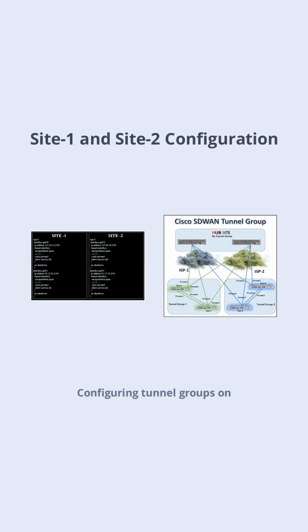Configuring tunnel groups on Site 1 and Site 2 is straightforward. Each interface participating in the left mesh is assigned a group ID of 1. This ensures that only these interfaces form tunnels with each other, keeping the traffic isolated from other groups. The configuration is simple but powerful, allowing you to scale your network without unnecessary connections. Let's take a closer look at how this is set up in practice.